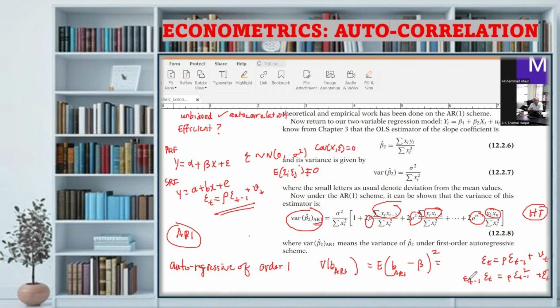We can do it another way. We can say epsilon t minus 1 is equal to rho epsilon t minus 2 plus nu t minus 1. So if you do this expansion, replacing this one with this one, let me look at the proof. The proof is right there. Just a second. That should go up. That's the one I was skipping.